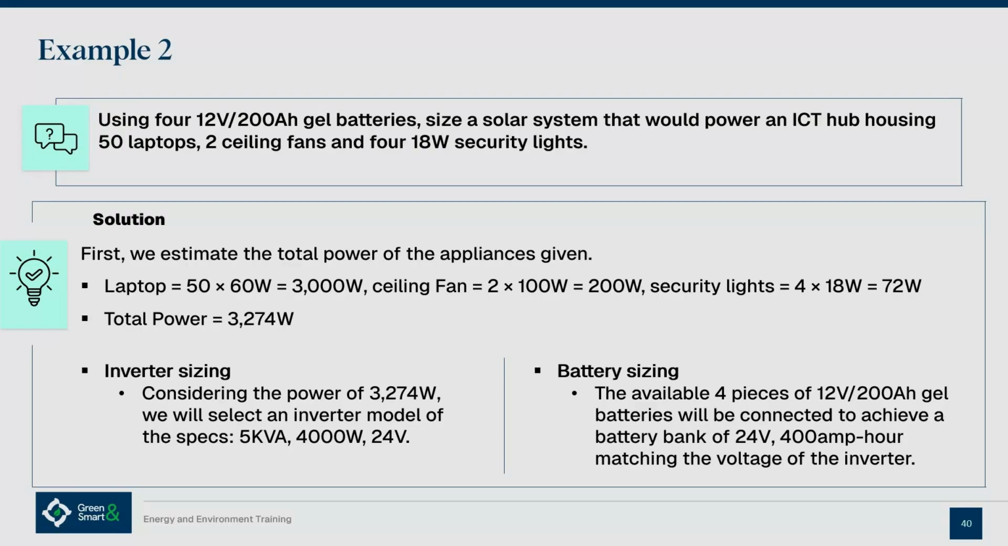To size the inverter, we will consider the total power of 3274 watts and select an inverter model with specification 5 kVA, 4000 watts, 24 volts. For the battery sizing, we already have 4 pieces of 12-volt 200 amp-hour batteries available. Take 2 batteries and connect them in series.